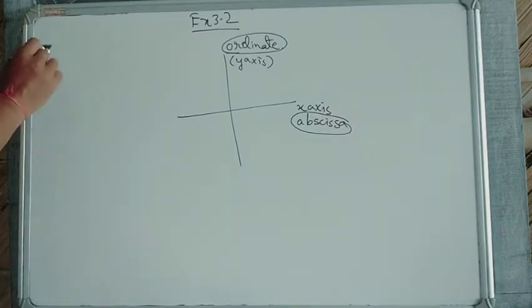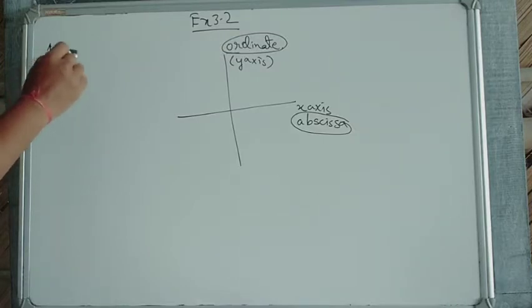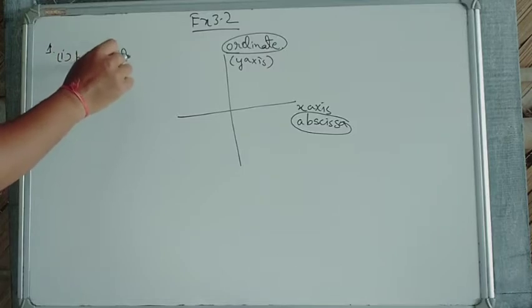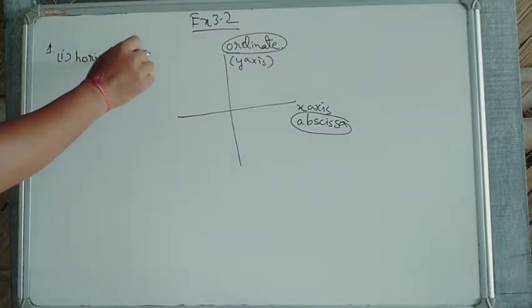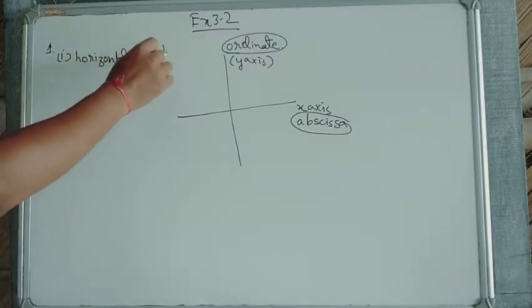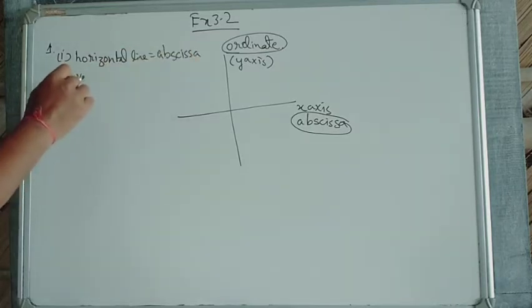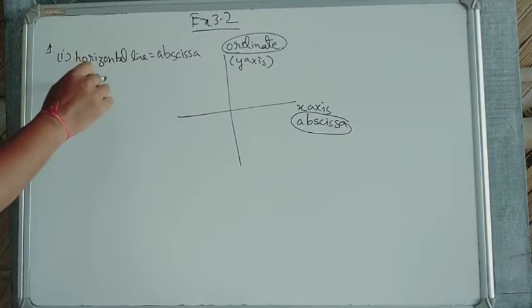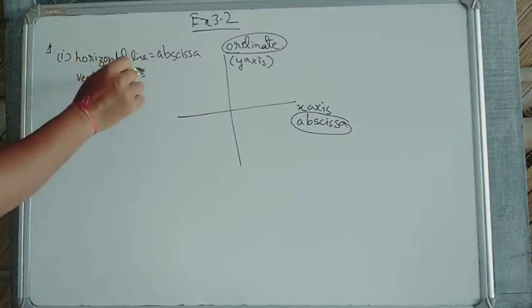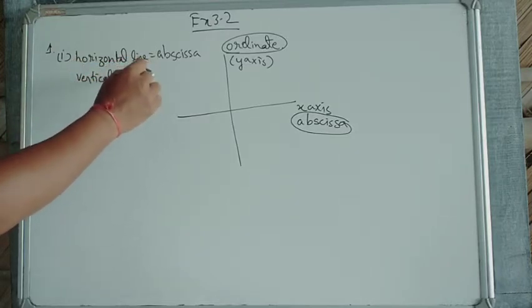So your question number 1, part 1 answer is: horizontal line is equal to abscissa, vertical line is equal to ordinate.